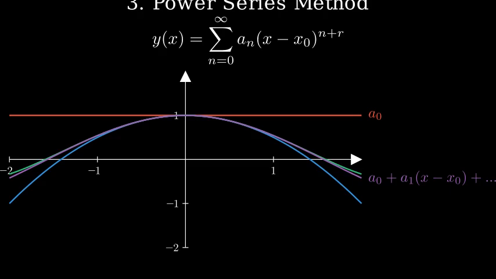The process involves substituting the power series into the differential equation, collecting terms with the same power of x minus x0, and setting the coefficient of each power to 0. This gives us a recurrence relation for the coefficients a sub n and determines the parameter r. The power series method is particularly useful for equations with regular singular points, where the power series solutions might involve logarithmic terms.